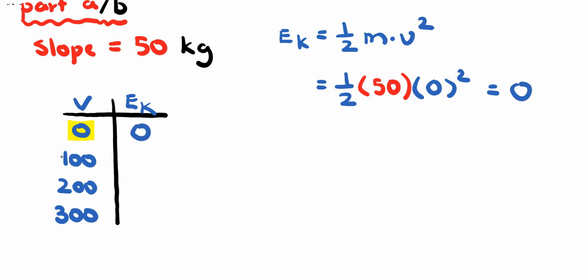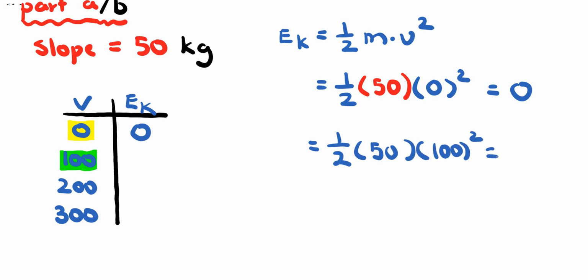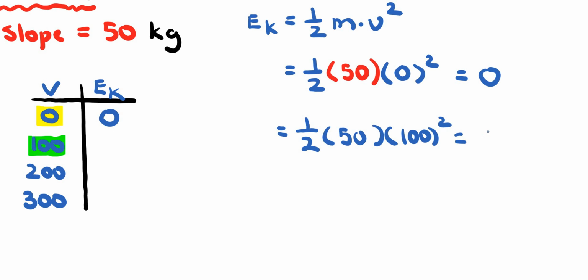Okay. Now let's look at what happens when we have a velocity of 100. So if we calculate that, that's going to be 1/2 times 50 times 100 squared. Okay, if we do that, that's a pretty big number here. We get 250,000. So this will be 250,000. And this is measured in joules, right?